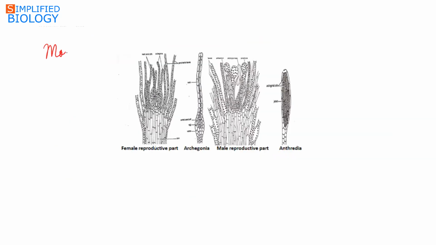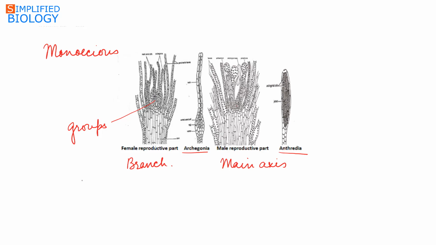Mosses are monoecious, meaning the male and the female sex organs develop on the same plant, but they develop on different branches. Archegonia and Antheridia develop in groups. Archegonia develop on the upper part of a branch, while Antheridia develop on the upper part of the main axis. The groups of Archegonia and Antheridia are seen mixed with sterile filaments called paraphyses.